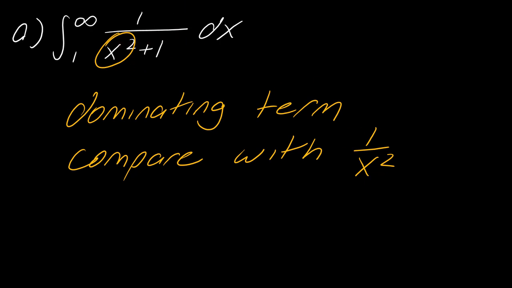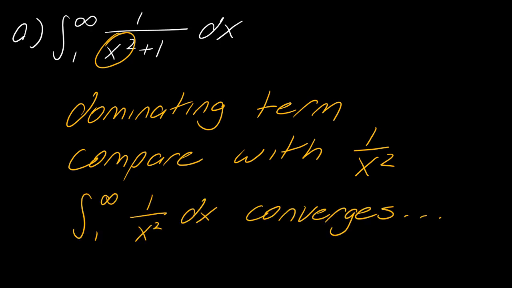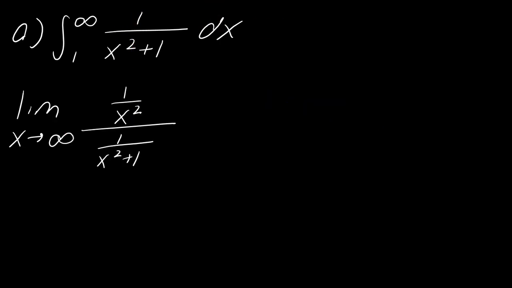And so what I'll say is that we know that 1 over x squared converges. As long as the exponent here is greater than 1, these always converge. So now we know this converges, so hopefully this also converges. Now we can go ahead and run this test. The way that the test is going to be run is I take that 1 over x squared over 1 over x squared plus 1.